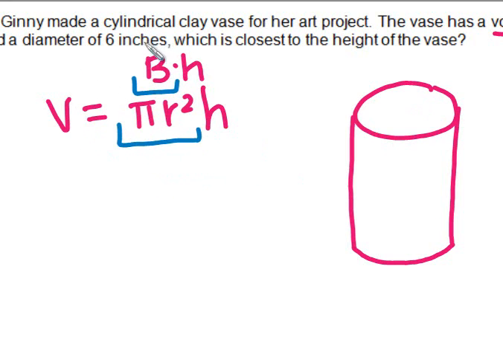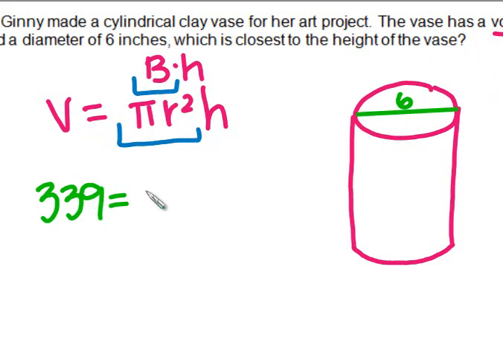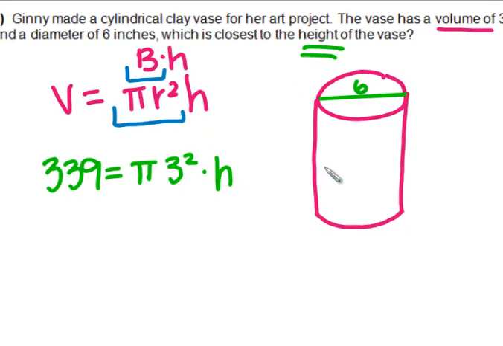Now you're given some information. The diameter is 6 inches. The diameter, remember, is all the way across the circle. In the formula, they call for radius, so you remember you have to take half of that to plug into your formula. So volume, we'll plug in 339. And for radius, we'll plug in a 3. And we're solving for the height. That's the missing part that they want to know.